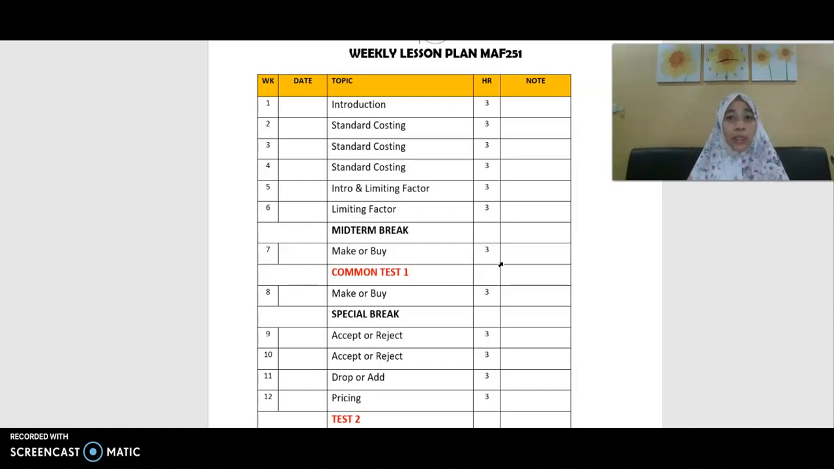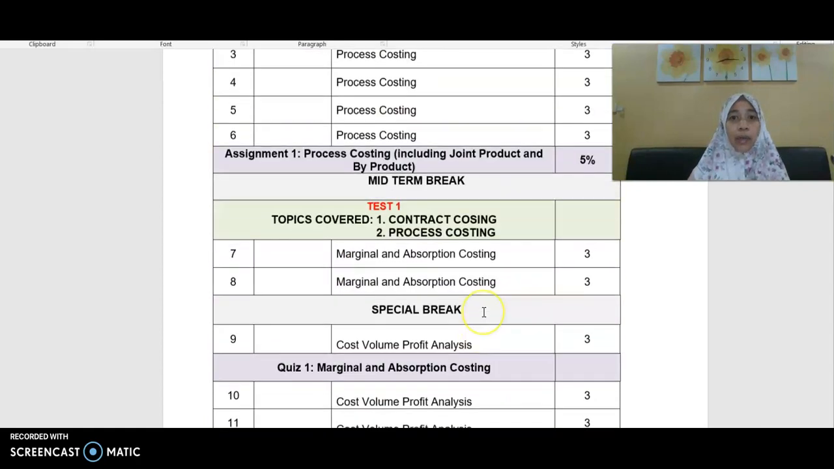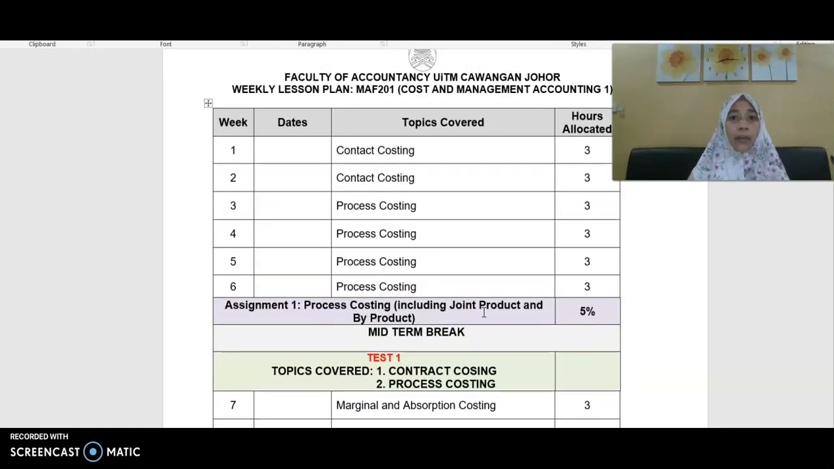So the whole spectrum of MAF. Hopefully you have a better view and a better understanding, so that you will have a good grasp of the knowledge of what we're going to do in this semester. With that, you have a better understanding of our MAF 201.